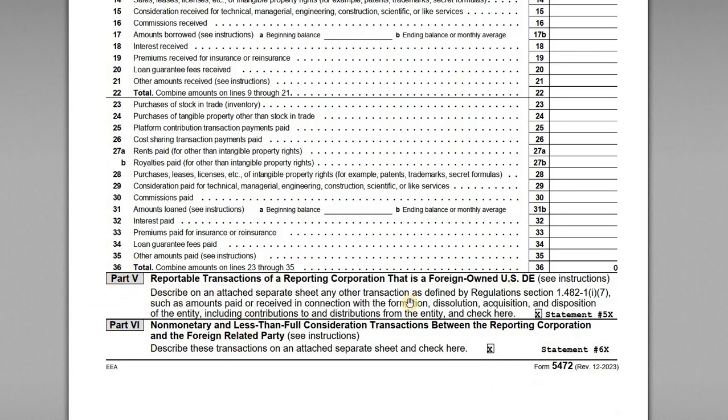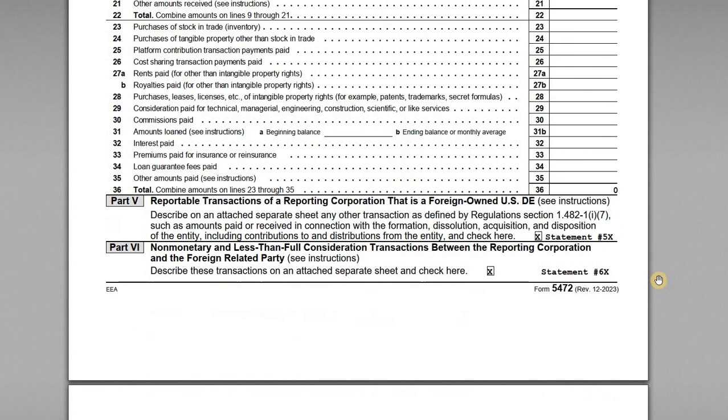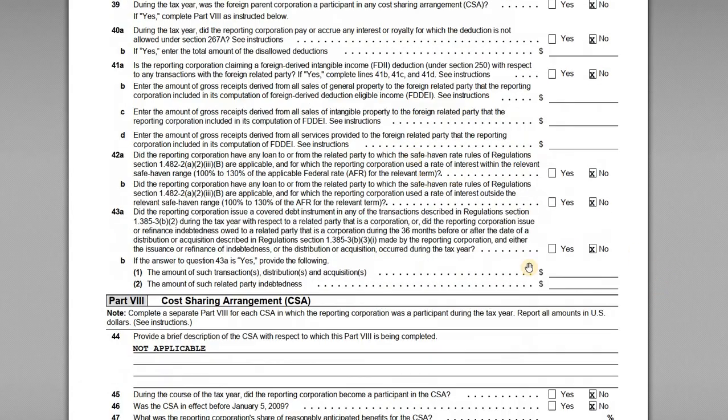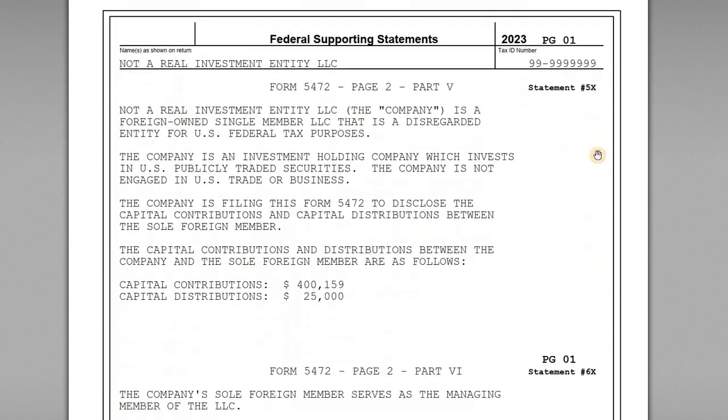Now, Part 5 and Part 6, this is where we report those capital contributions and distributions. So that's done here in Part 5. And so we've attached a statement. I'll come back to this page. Let's go to the statement first.